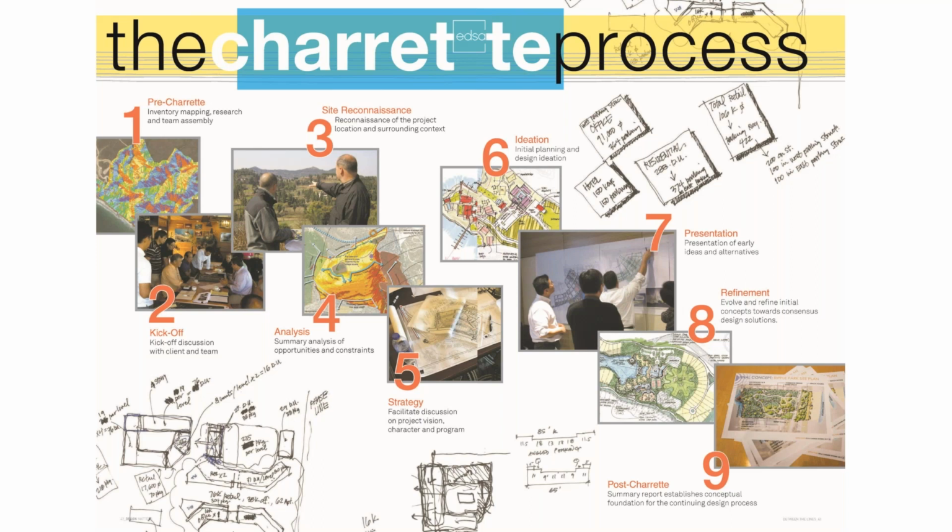After we get through those first 5 steps, we get into what we call ideation. We have some initial planning and design moves that we explore together, and this is done typically with a group of professionals, whether they're urban planners or architects, landscape architects, engineers. Everyone comes together, we all roll up our sleeves and we start drawing, and it's just fun.